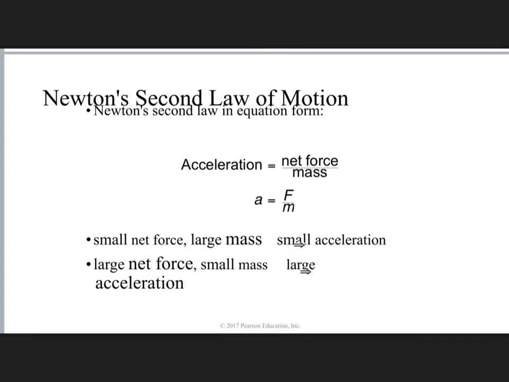And the other option is that the force is really big, but the mass is very small. And so that would mean that you have a big force and you're dividing by a tiny number, which means that you're not dividing by as much, and your acceleration is going to be very big. And so that's going to give you a large acceleration.